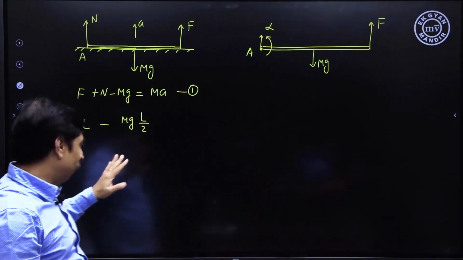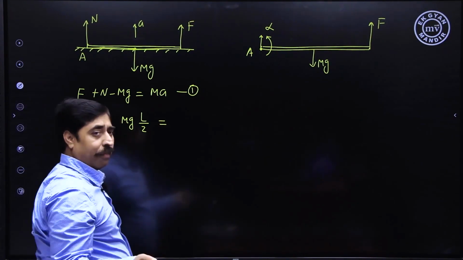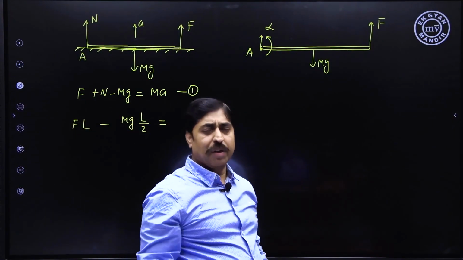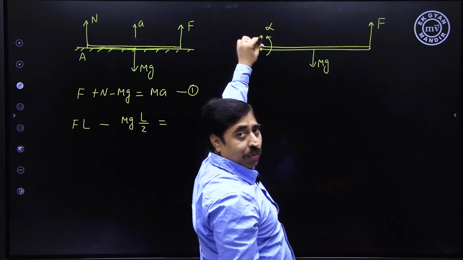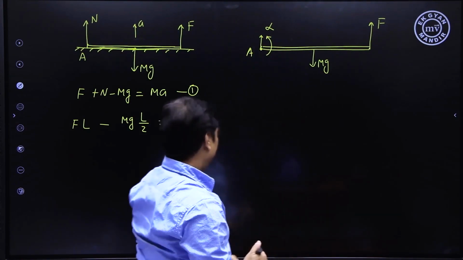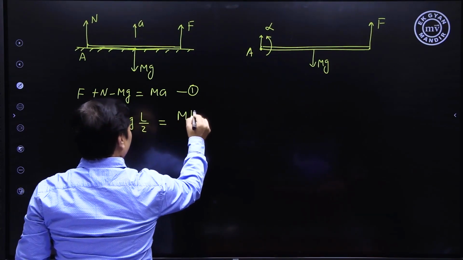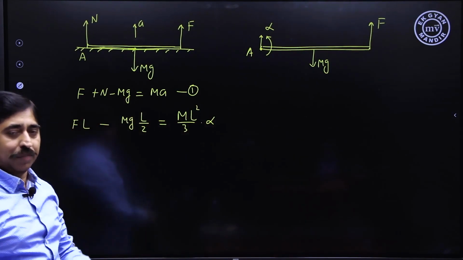Net torque on the body about point A is this much, and this will be equal to I alpha. What is I? You must write moment of inertia of the body about the rotation axis, this axis, pen is the axis. What is moment of inertia of this rod about this axis? ml square by 3. So, ml square by 3 into angular acceleration alpha.